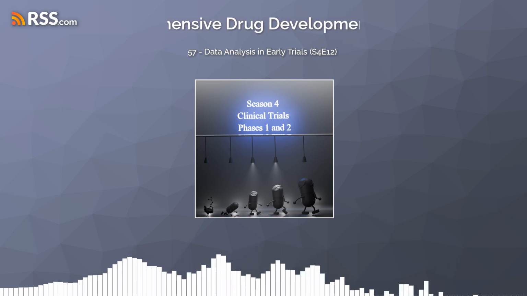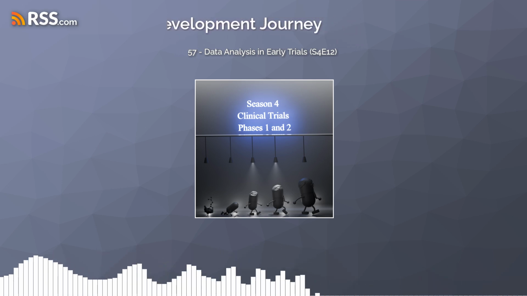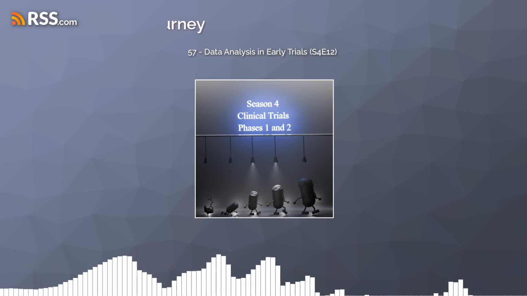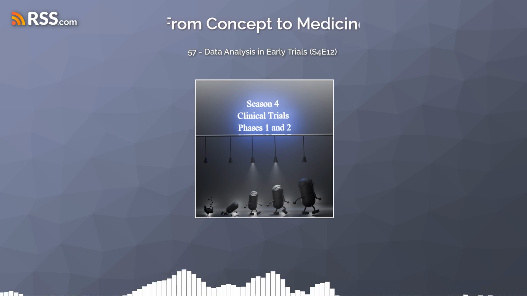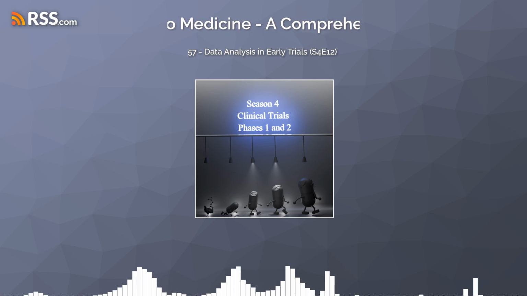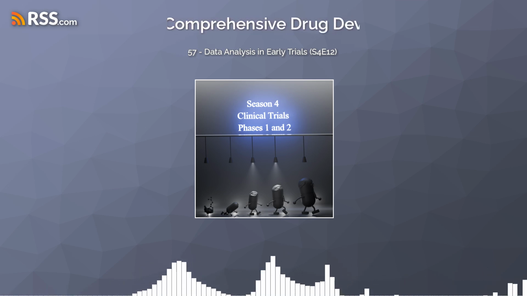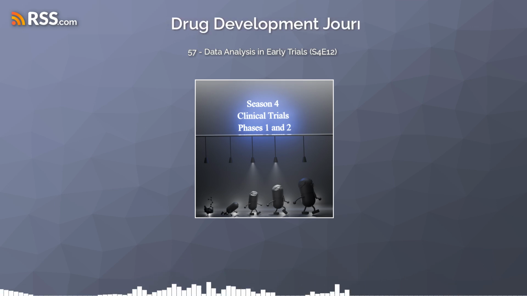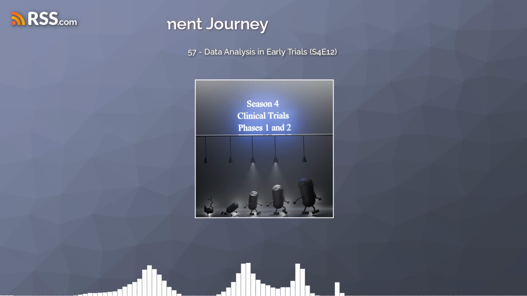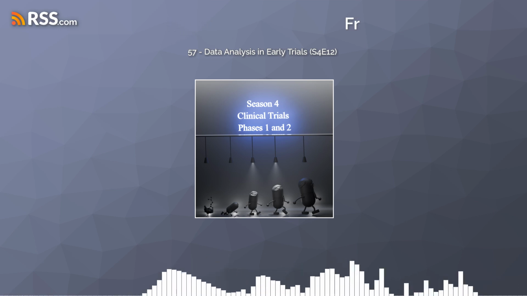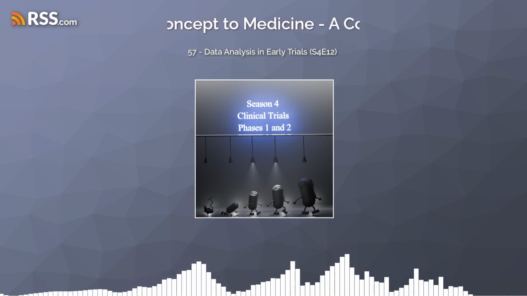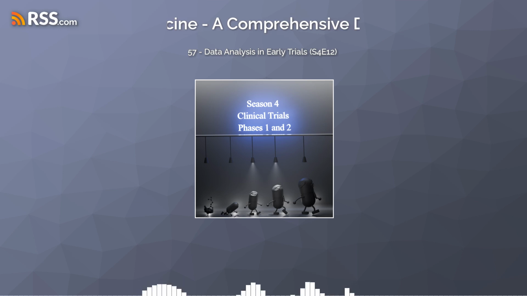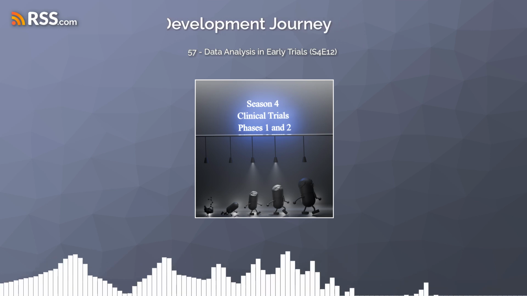Exactly. And what about the Investigational New Drug application, the IND? I remember that being a big step in the drug development process. How does the data analysis from those early trials play into that? So the IND is basically the sponsor's request to the FDA to allow them to move into those later stage trials. And the data from phase 1 and 2, that forms a critical part of that application. The FDA reviews all that data very carefully to assess the drug's safety profile and to decide if there's enough evidence of potential benefit to justify further investigation. A strong, well-analyzed, early-stage data set, that's really key for getting the green light to move forward. So it's like passing a crucial checkpoint on that long road to drug approval.